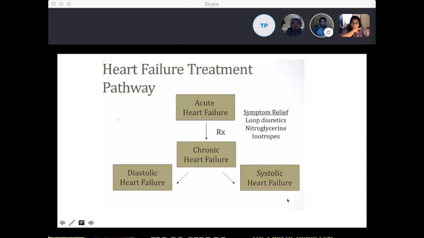So there is another slide that I should have put in here, but I didn't because it's the end of chronic heart failure. There's a bunch of other drugs. But if you're looking for acute heart failure treatments, you want to think of loop diuretics, nitroglycerin, or inotropes. That's just some right off the bat.